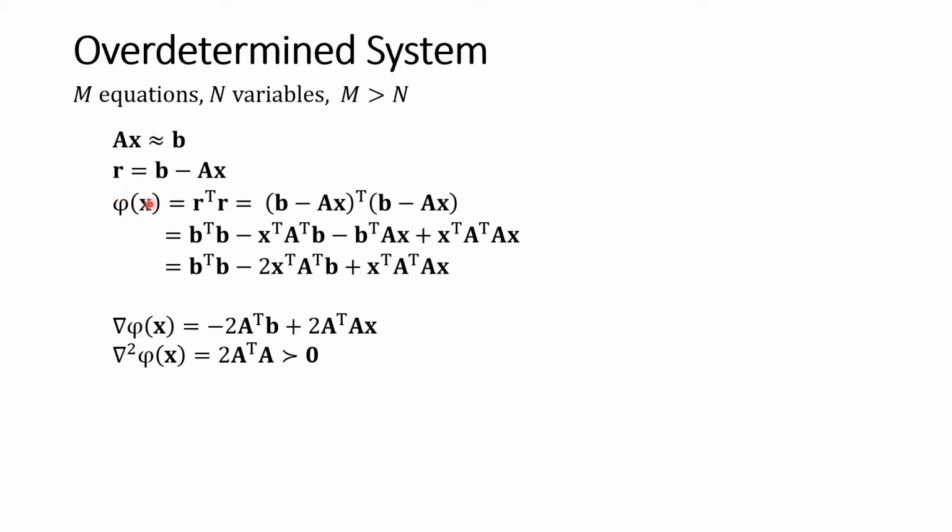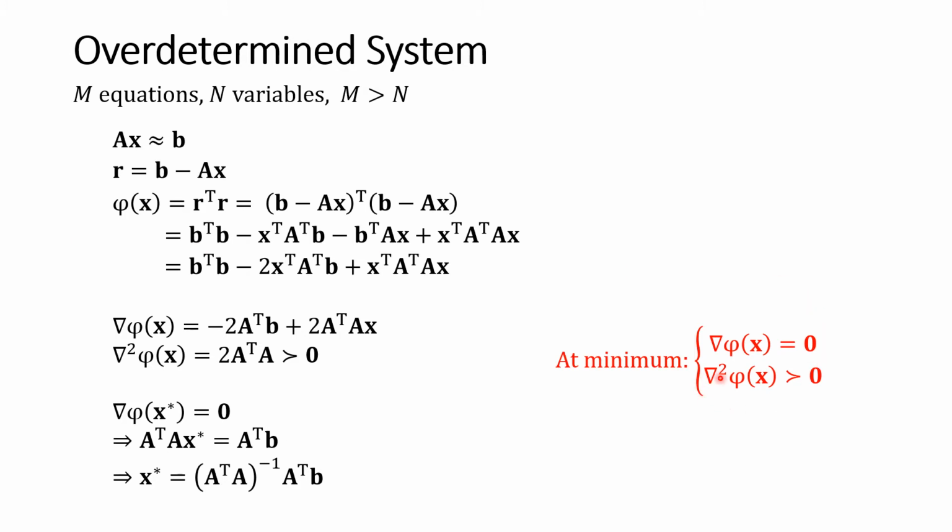We want to minimize phi of X. Now at the minimum, the derivative of phi of X should be zero, and the second derivative should be positive definite. But we have seen that the second derivative is positive definite. So all we have to do is let the first derivative, del phi of X, be equal to zero. We denote the solution as X star, so del phi of X star equals zero. But del phi of X is given by this expression. So we have A transpose AX equals A transpose B by setting this equal to zero. Whence X star equals (A transpose A) inverse A transpose B. So this is our solution.